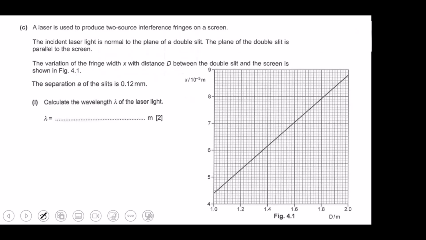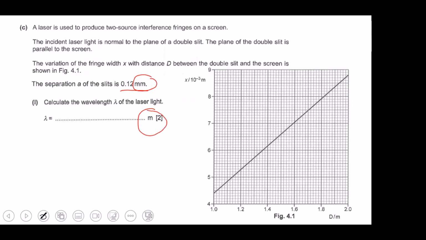Okay, the next part, you're actually given a graph. So it's an x and d graph. So you use a laser, right? The laser light is actually normal to the plane, so using a laser you produce some fringes on the screen. Separation is given as 0.12 mm. So just take note, this is mm. You are expected to find your answer, the wavelength, in terms of meters.